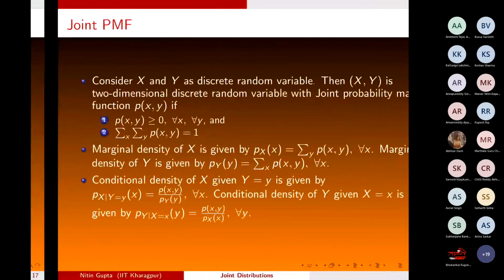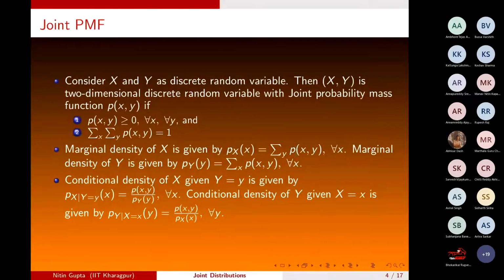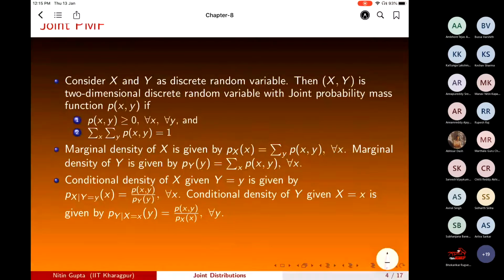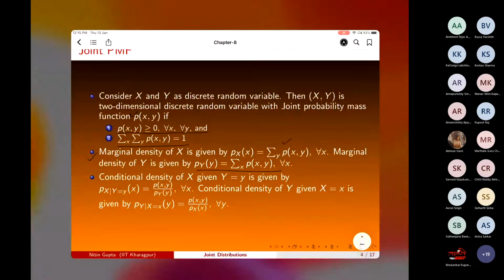So corresponding to x and y, let us say x and y are discrete random variables. (X, Y) is a two-dimensional discrete random variable having joint probability mass function p(x,y). Then p(x,y) is greater than or equal to 0 for all x, y, and the summation of p(x,y) should be 1. The marginal density of x is summing the joint over y, and the marginal density of y is summing the joint over x.